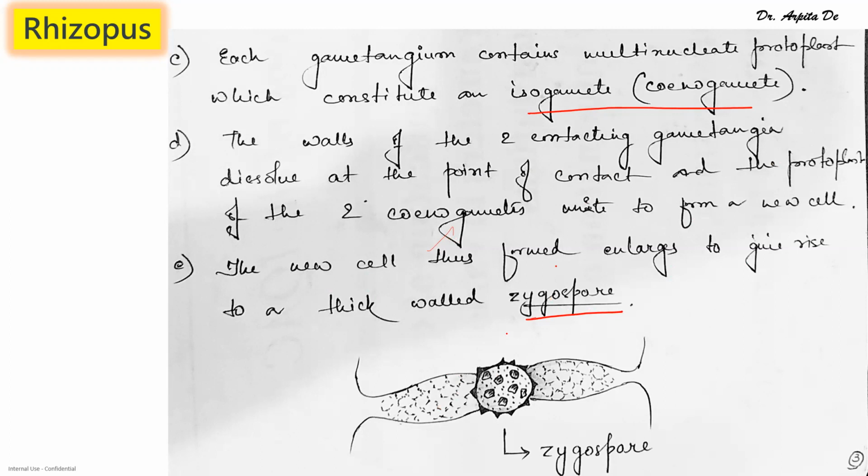So zygospore has got a thick-walled warty structure. What is that? Yes, what is it? Thick-walled warty structure. So let's write so that you don't forget. Thick-walled warty structure. Got it?